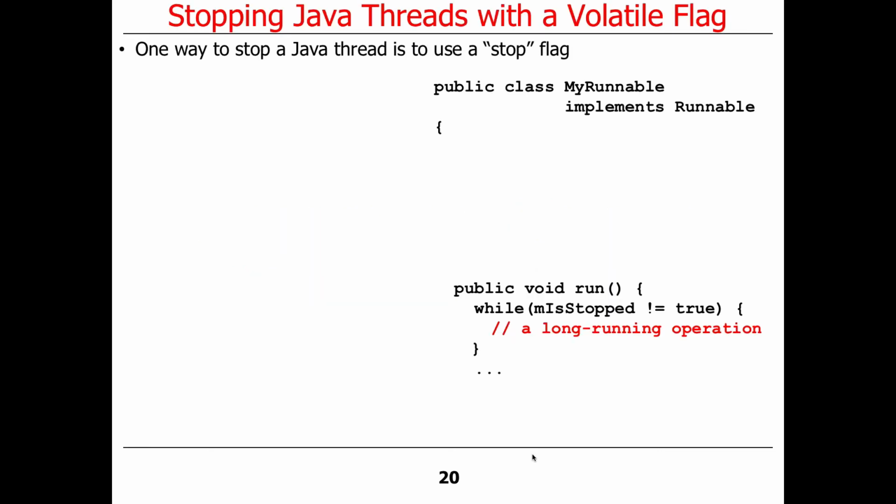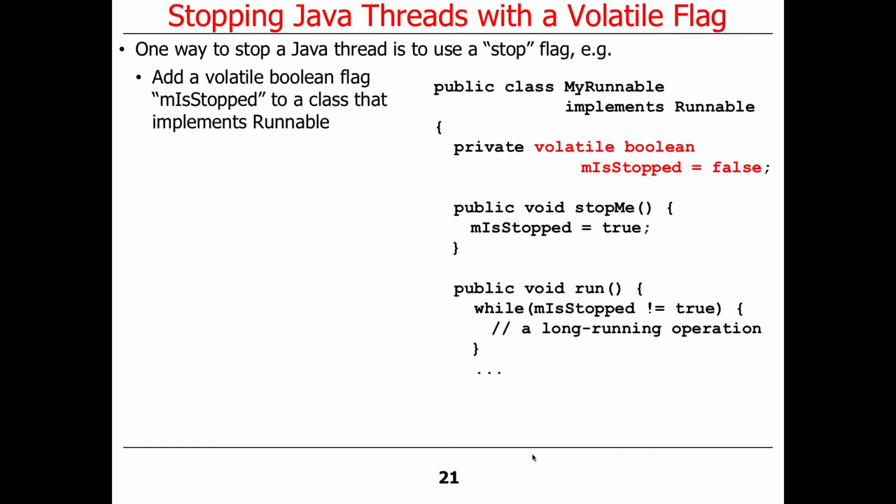Here's the way to do it. We're going to have code that looks kind of like this. We're going to have some class that implements Runnable. Of course, this could also be a lambda expression, perhaps. But the bottom line is we're going to have a run method, which is going to keep running, and it's only going to stop when the flag mIsStopped is set to true.